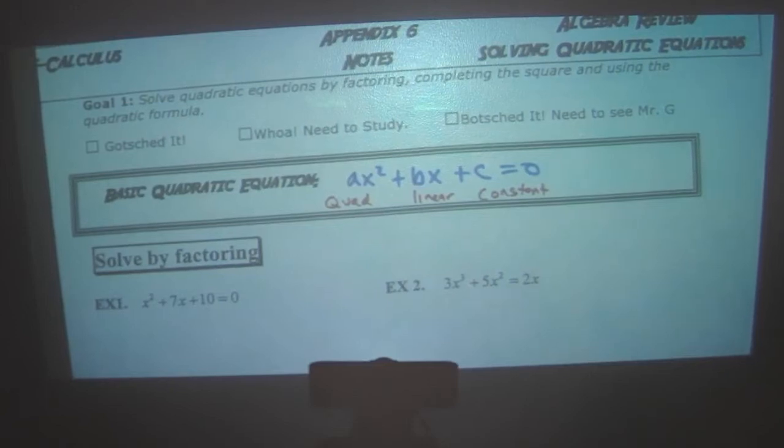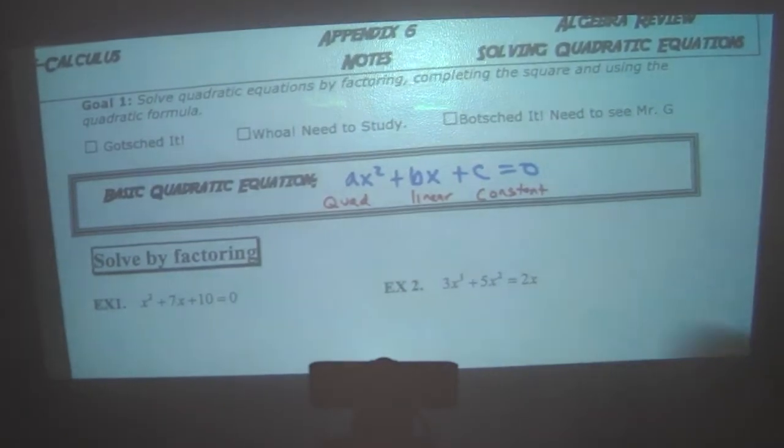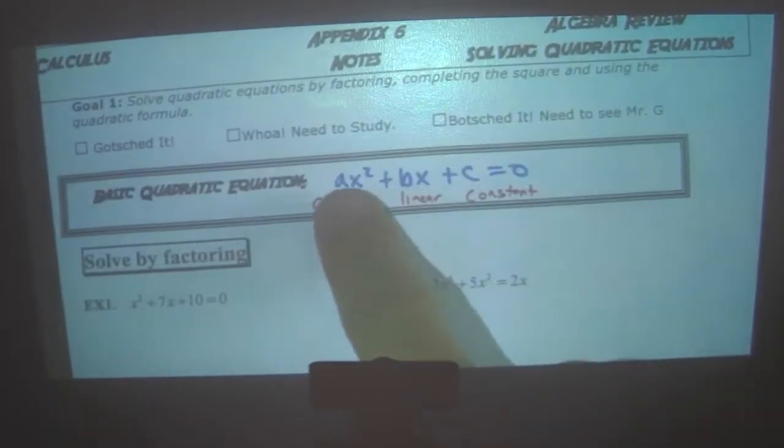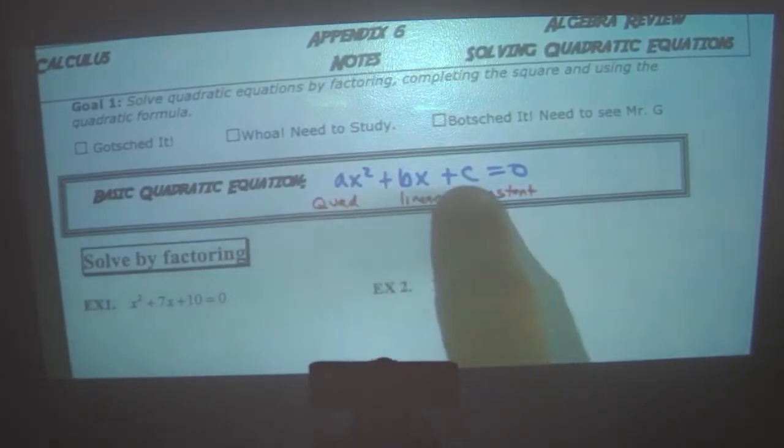All right, so ladies and gentlemen, the last section for today, A6, that's algebra review of solving quadratic equations. So that's our goal. We're going to learn different ways to do it. We're going to do factoring, what's called completing the square, and then the quadratic formula. Okay, for us to remember how to do this, we look at the quadratic equation. So quadratic equation is ax squared plus bx plus c.